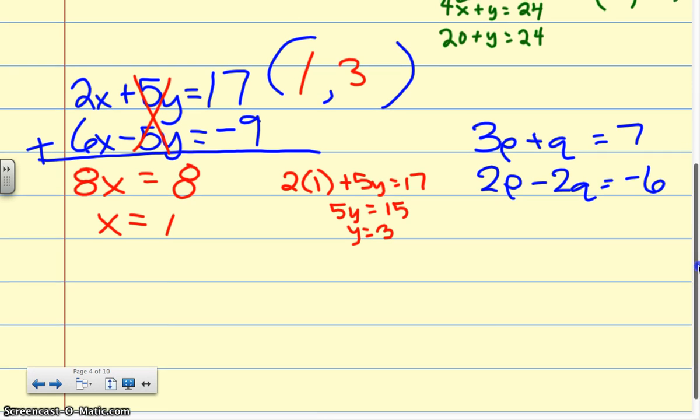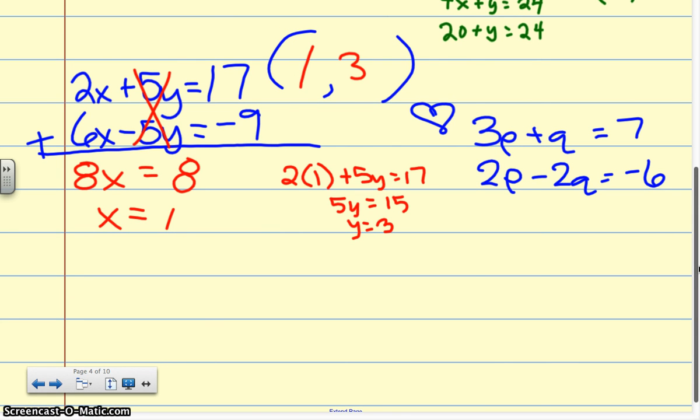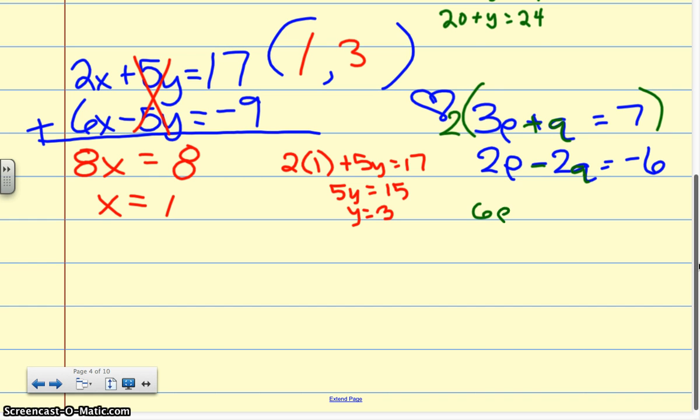All right, looking at this next example right here. We have 3p plus q equals 7, and 2p minus 2q is equal to negative 6. I see that I have a negative and a positive, so I know that something will cancel out, if I can get the q's opposites of each other. So I'm going to times all of this by 2, because then I get a 2 in front of my q. So I'm going to rewrite 6p plus 2q equals 14. Make sure you distribute to everything. And then I'm just going to rewrite my bottom equation.